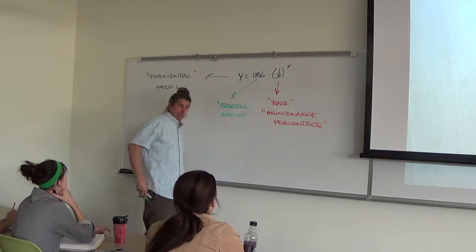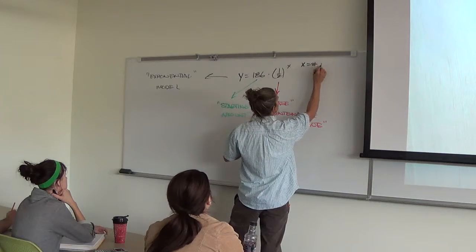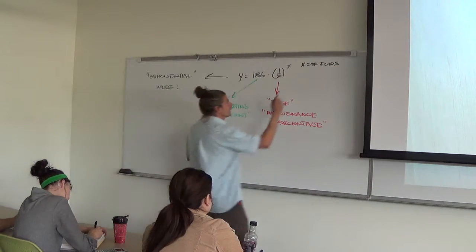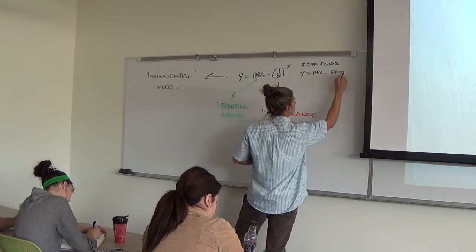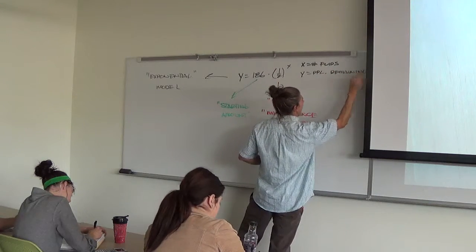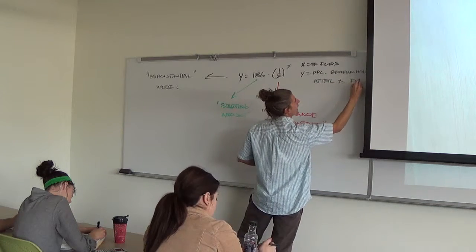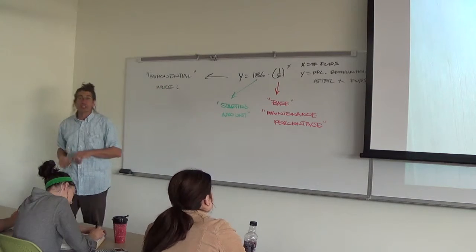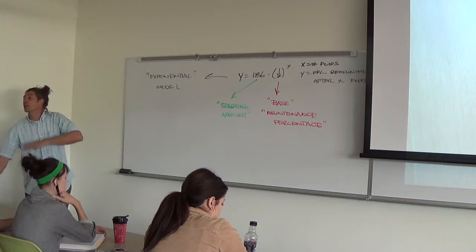In our model up here, X is the number of flips. And Y is the people remaining after X flips. Now that's why I like instituting the x equals zero element up there, because it shows you the start, and then we can go from there.